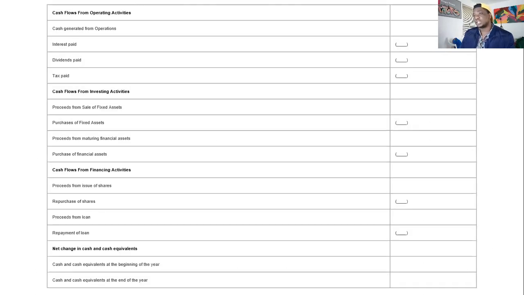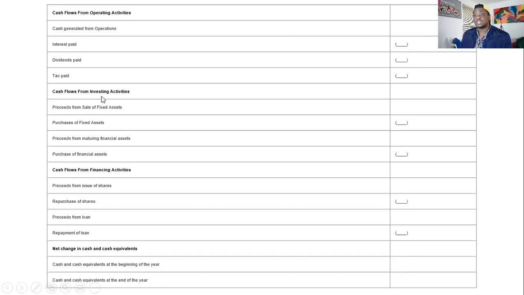So this is how a cash flow statement is going to look. You're going to have cash flow from operating activities, and then cash generated from operations, and you're going to have interest paid, dividends paid, tax paid, and then you're going to add all those, and these ones will obviously be in brackets.